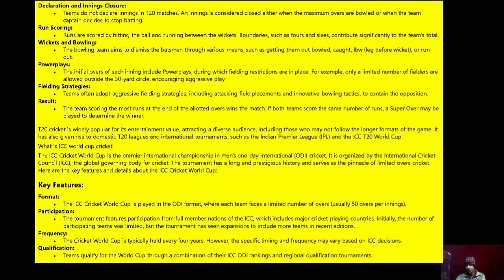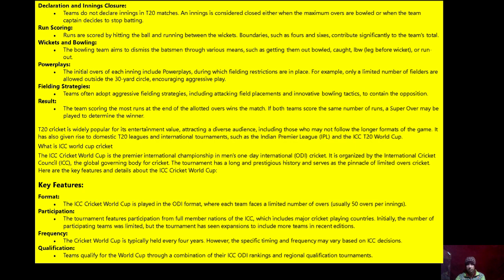So the next topic is characteristics of IPL, that is Indian Premier League, not international. First point, T20 format. The IPL is played in T20 format where each team is limited to a maximum of 20 overs per innings. Second point, franchise based teams. The IPL consists of franchise based teams representing different cities or regions. Team ownership is by private entities including business groups, celebrities, and consortiums.